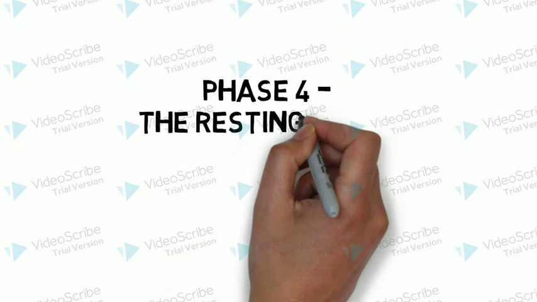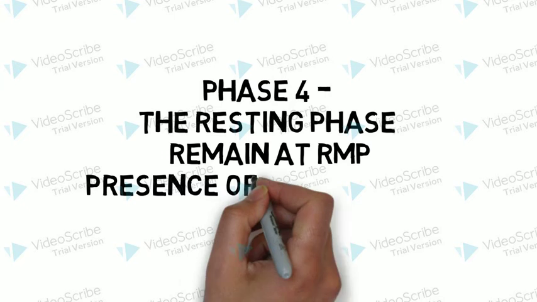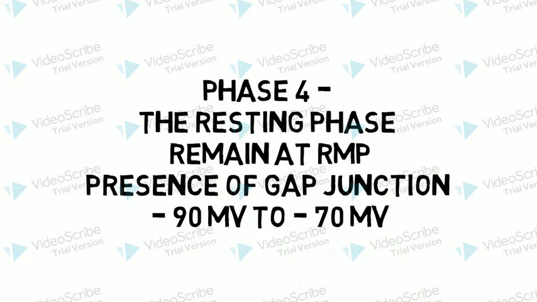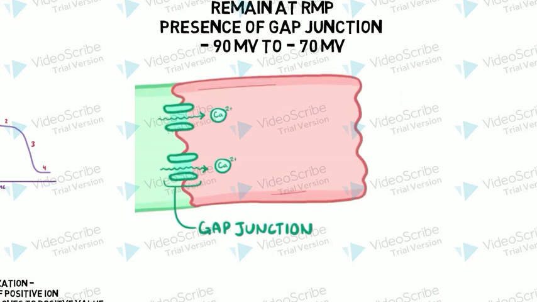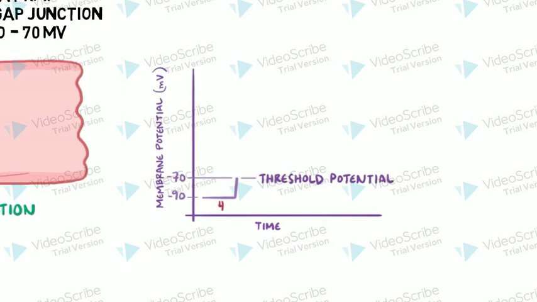Here in this phase, the membrane potential remains at resting membrane potential. Due to presence of gap junction, the resting membrane potential reaches from -90 mV to -70 mV. Here in the ventricular muscle, there is presence of gap junction which causes entry of calcium ion. As it is a positive ion, it causes depolarization. The resting membrane potential -90 mV increases to -70 mV in this graph. This -70 mV is called the threshold potential.